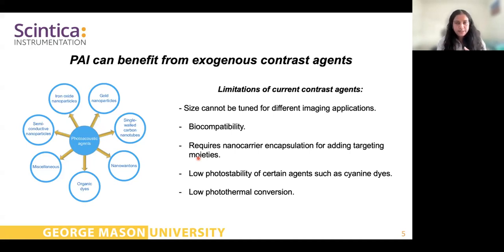There can be biocompatibility issues based on the material that is chosen to make the contrast agent. Most of the time, you require a nanocarrier encapsulation for adding targeting moieties onto the contrast agent, and I will mention briefly why targeting is important. Some cyanine dyes have low photostability, that is, they are unable to convert a lot of the optical energy into ultrasound energy, and some of them have low photothermal conversion.